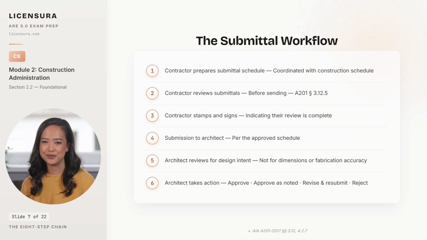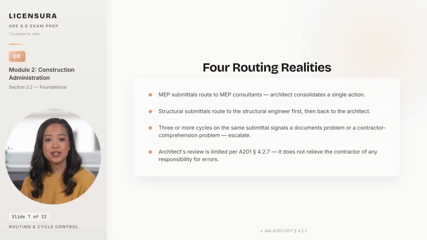Step 8. Once the action is approve or approve as noted, the submittal returns to the contractor for fabrication and construction use. The chain works only if the routing inside the architect's office works, and most firms do not handle the routing the way A201 expects. Routing matters as much as reviewing, and the architect of record is the conductor, not the soloist. MEP submittals route to the mechanical, electrical, and plumbing consultants on the project. The architect does not review fan coil performance data. The MEP engineer does.